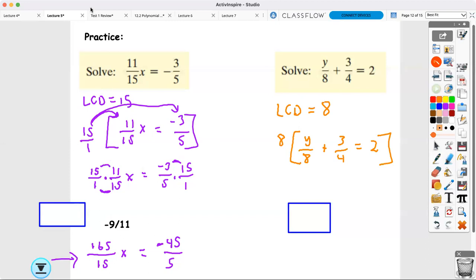Make sure, guys, that we're multiplying the LCD to all the parts of the equation on the right side.